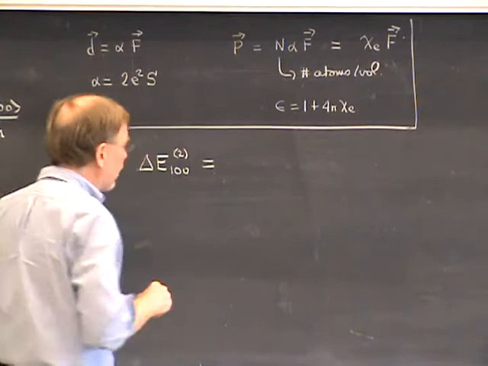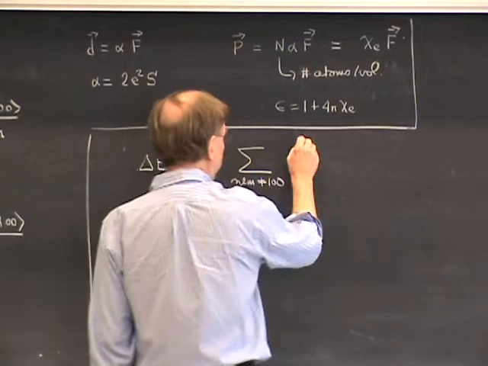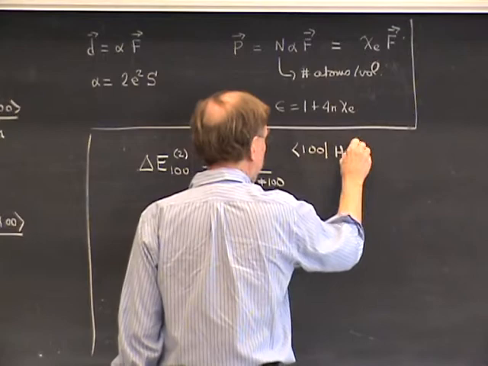If you apply the standard results from second-order perturbation theory for this problem, it becomes a sum over all states nlm, which are not equal to the ground state, because that's the one you're perturbing. And then you get a pair of matrix elements. It's 1-0-0 on the left, the perturbing Hamiltonian in the middle, and nlm on the right.